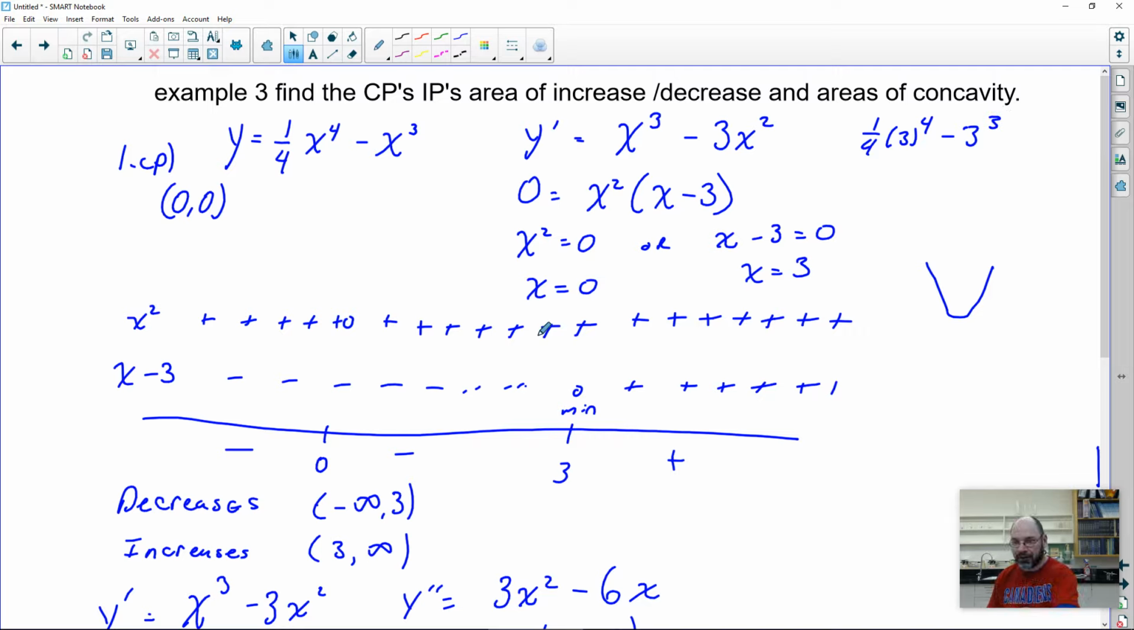Okay, so a little bit of calculator here. 3 times 3 times 3 times 3, 3 to the 4th. Divided by 4, or times 1/4. Minus 3 times 3 times 3, which is 27. You get negative 6 3/4, or if you like it in fraction form, negative 27 over 4. So our other critical point was 3 and negative 27 over 4. There's our two critical points.